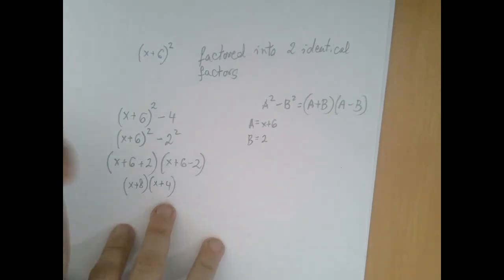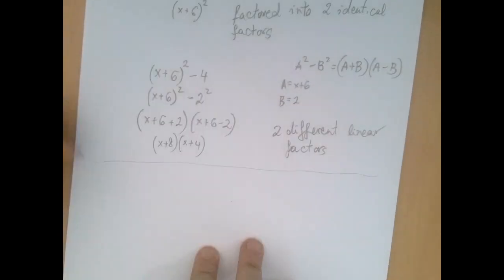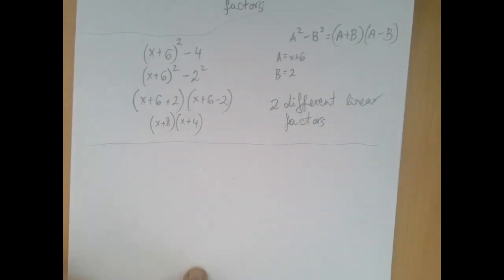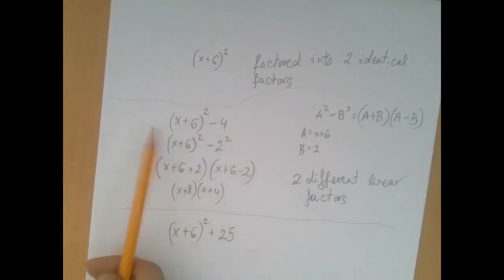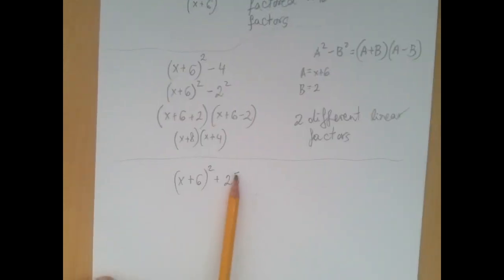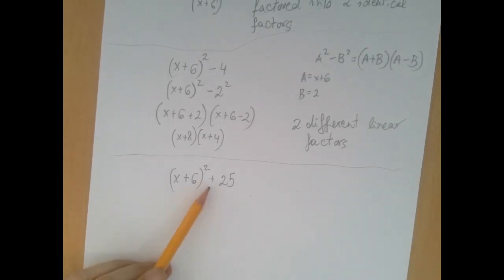So this can be factored into two different linear factors. So that was the second case. What if the last line is something like (x+6)² + 25? Now that is similar to the previous one. 4 is a square, we have a complete square. 25 is a square, we have a complete square. But it's crucial that there is a plus sign between them.